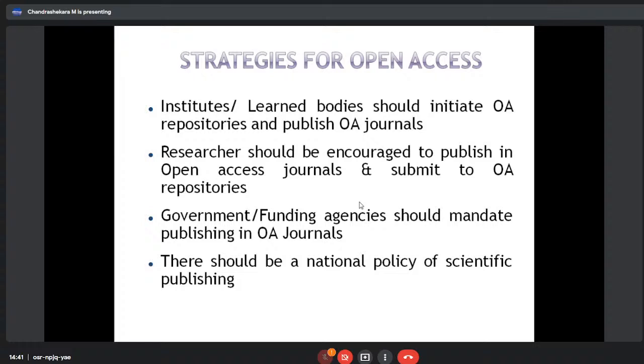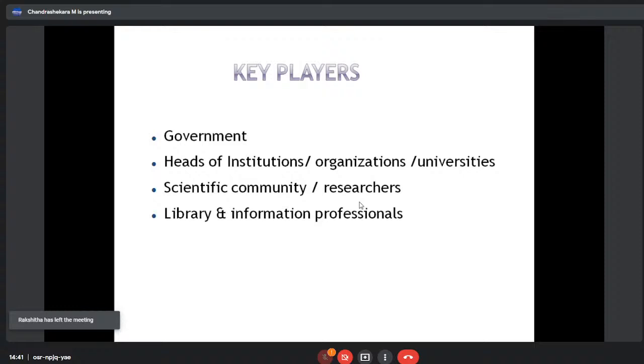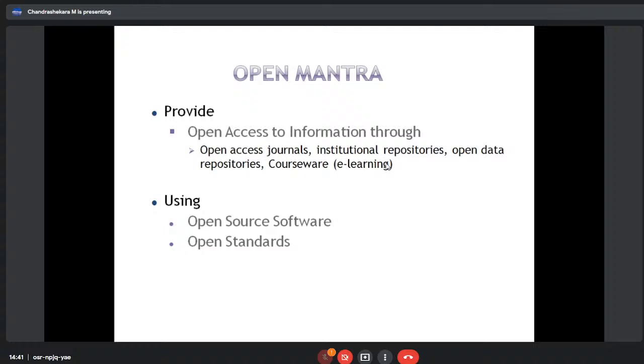Who are the key players in that? One, government; heads of the institutions, organizations, universities or colleges; the scientific community; researchers; library and information science professionals. All these people should be involved in the development of open access. Then, what will be the open mantra? We can say: provide open access to information through open access journals, institutional repositories, open data repositories, and courseware.